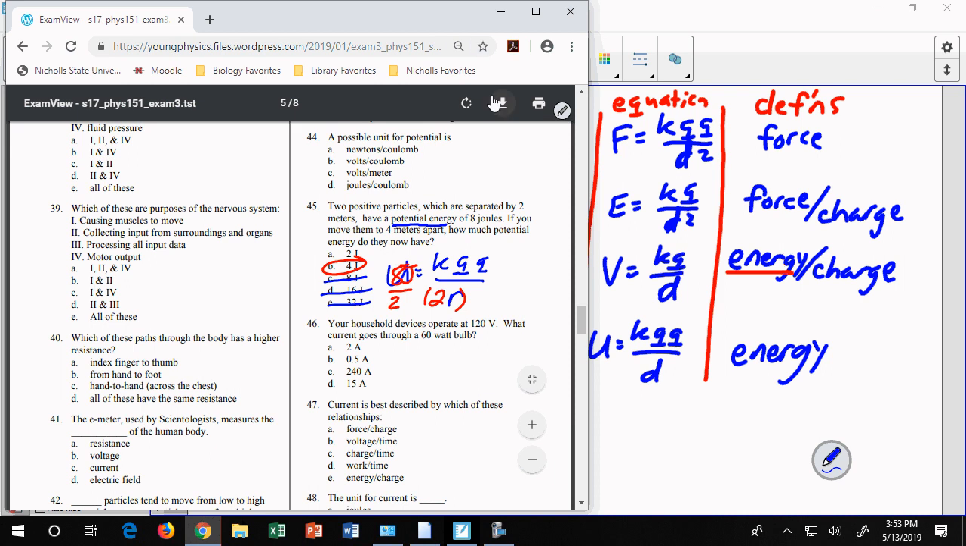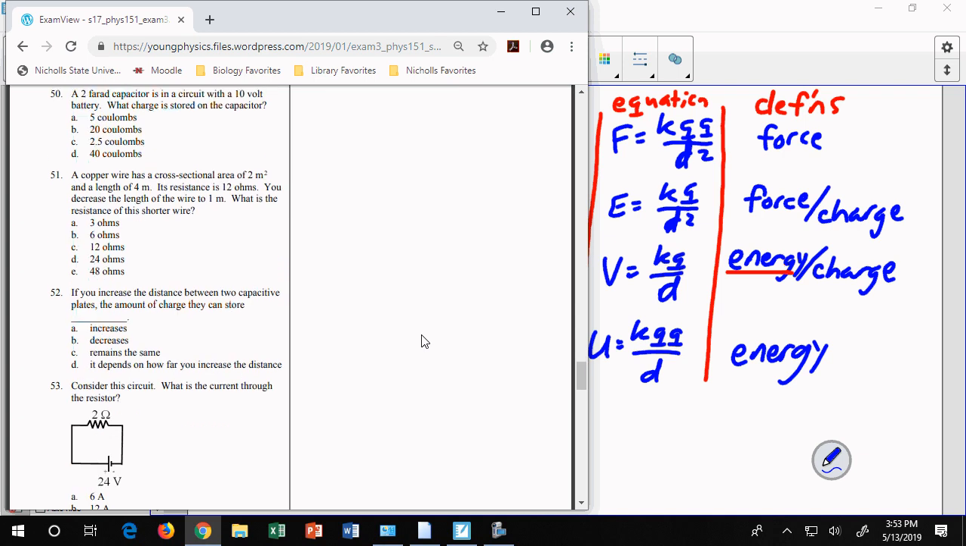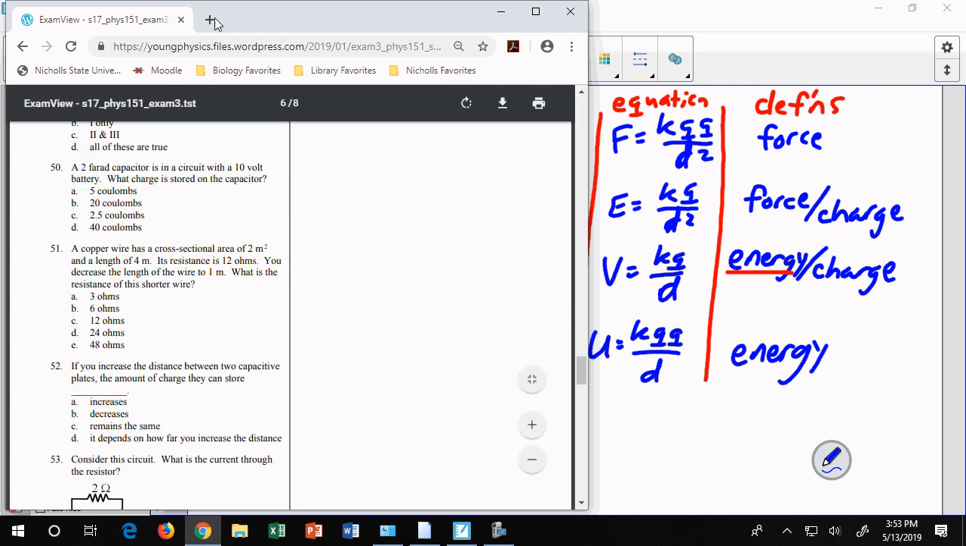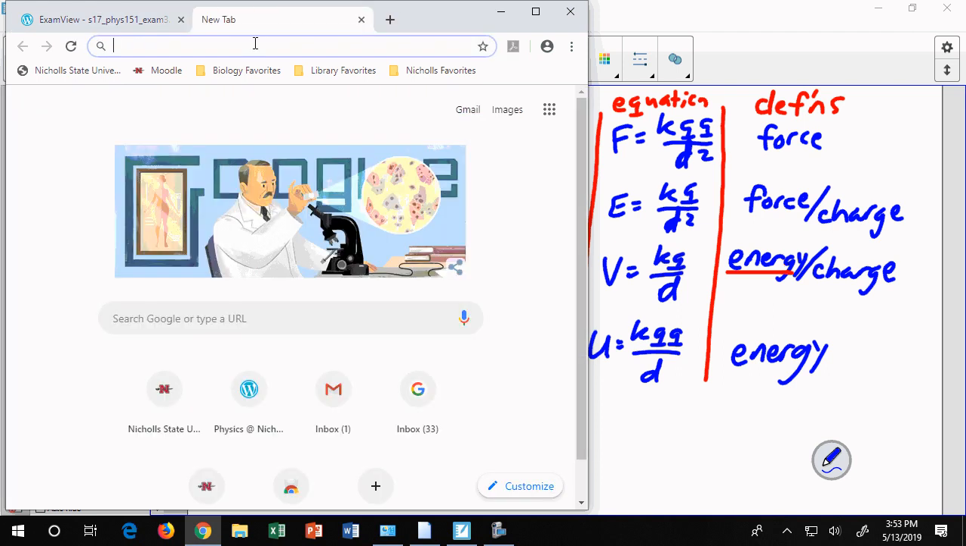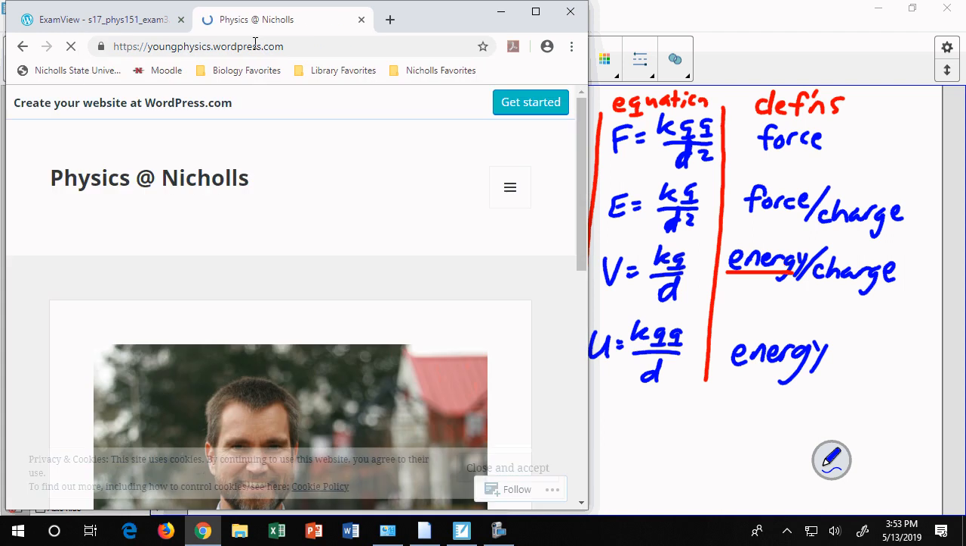All right, what else? 50, 51, and 53. These are good. Let me just pull up the equation sheet just so y'all are aware of what's there.